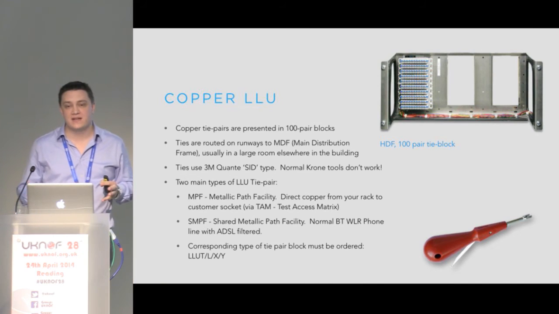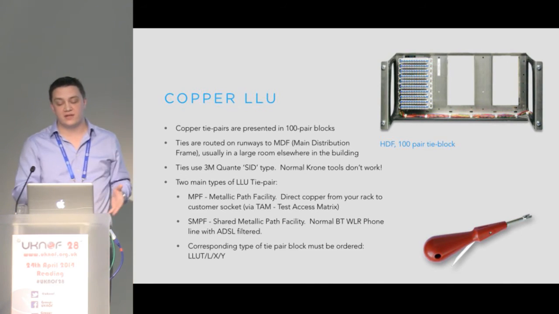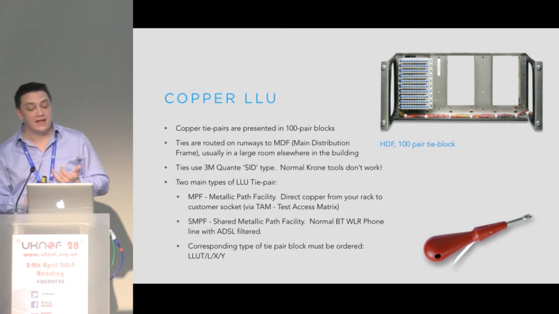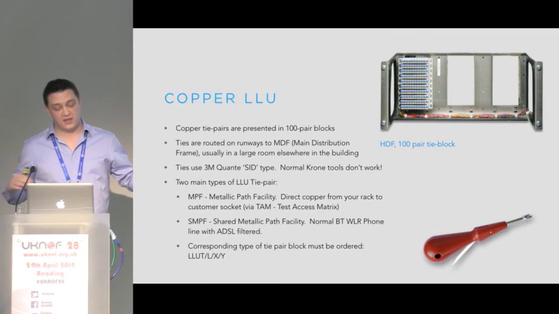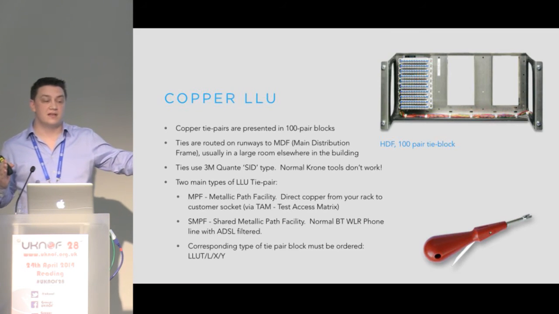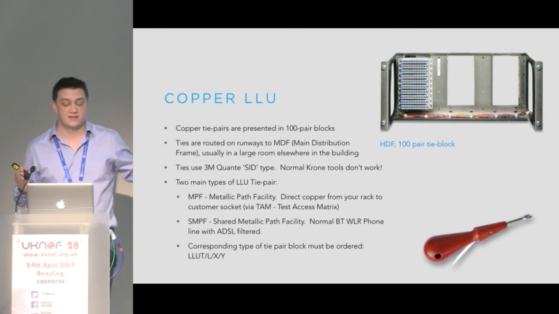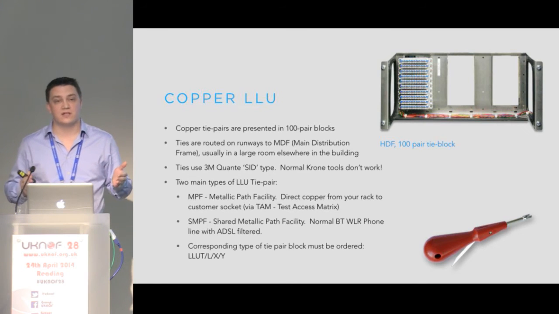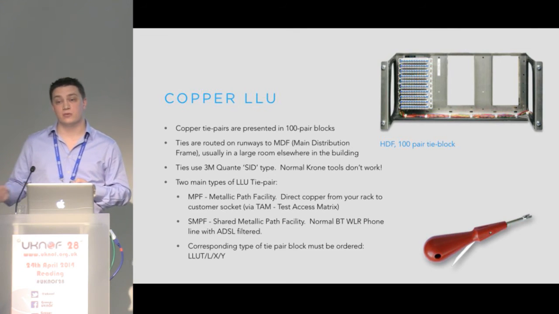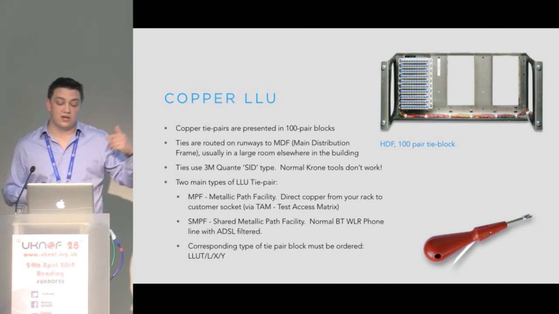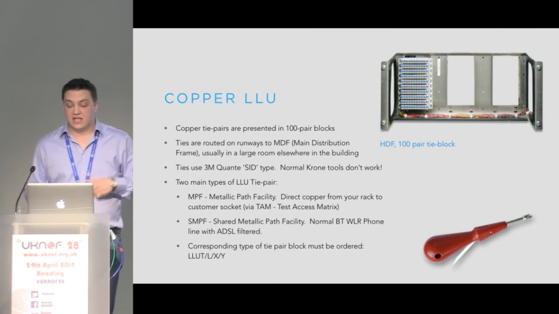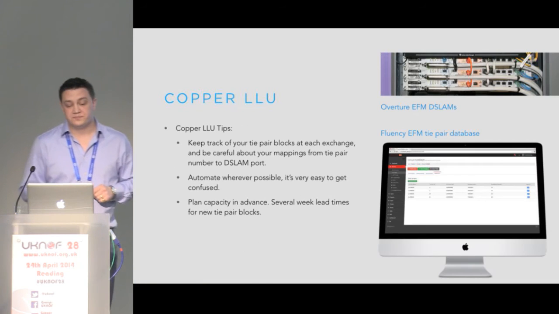There's two types of different tie pairs. Depending on what you're delivering, you can either be doing MPF, which stands for Metallic Path Facility, and that's a direct connection, unfiltered, nothing in between your kit and the customer, apart from the test matrix. And SMPF, which is what traditional broadband is. It means that you still keep the underlying phone line. The WLR bit still works, and that's connected to BT equipment, but you're connecting to your filter just for ADSL. You have to order the right type of tie pair as well, which is handy.